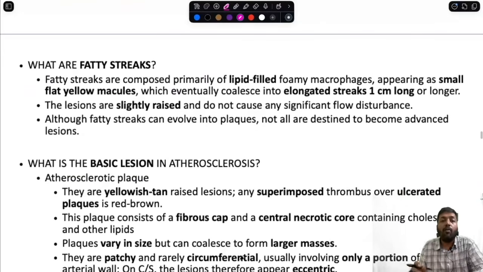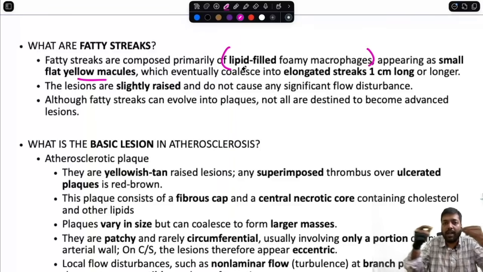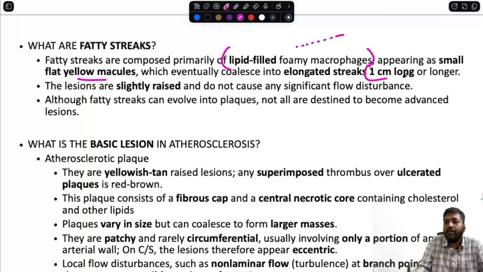Next, what are fatty streaks? Fatty streaks are composed primarily of lipid-filled foamy macrophages appearing as small flat yellow macules, which eventually will join with each other to form elongated streaks like this, 1 centimeter long or longer. The lesions are slightly raised and do not cause any significant flow disturbance, and although fatty streaks can evolve into plaques, not all are destined to become advanced lesions.